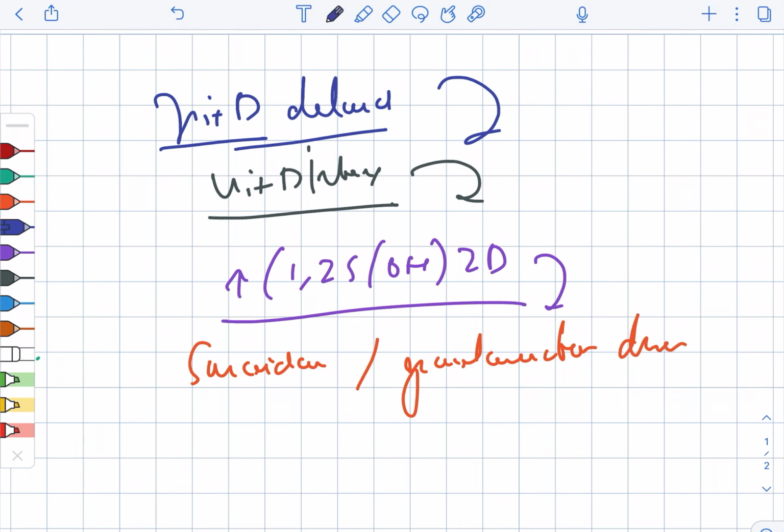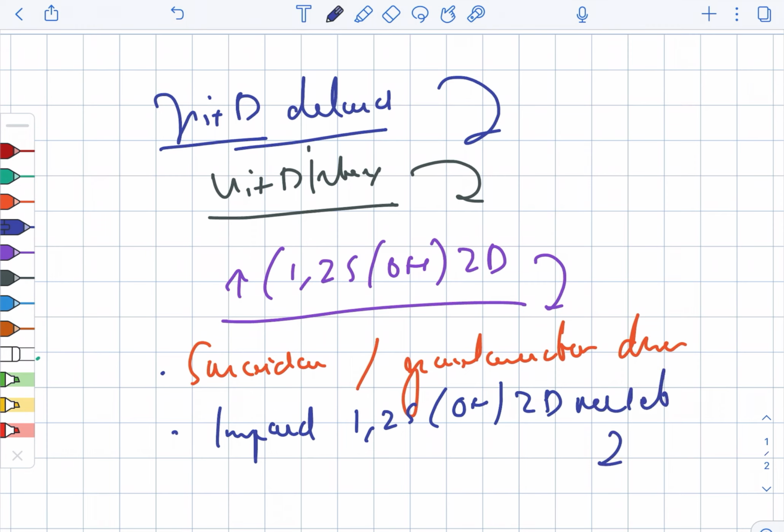Then it also involves the presence of the impaired 1,25 OH2D metabolism, and this is due to the 25 hydroxylase deficiency.